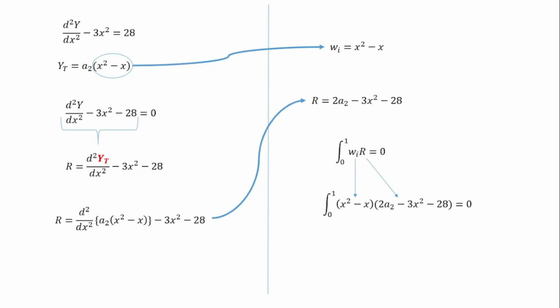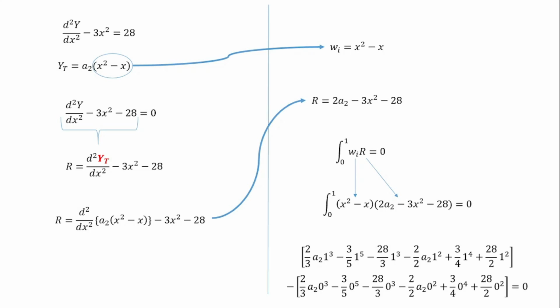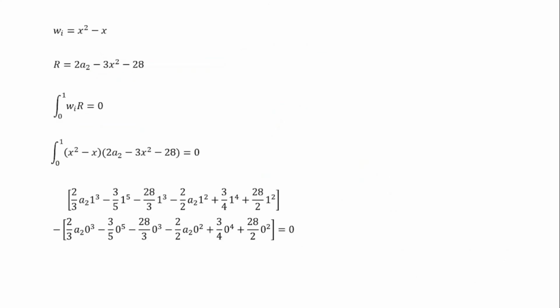By the time all these things are put into the equation, what we have at the end of the day is something like this. So you expand and integrate, that is, use x squared minus x, in one bracket, to multiply 2a2 minus 3x squared minus 28. Once you've done that expansion and equate it to 0, you're going to have something like this. And once you've gotten something like this, the next thing to do is just to simplify. By the time you simplify, you're likely going to get a value for a2. a2 becomes 289 over 20.